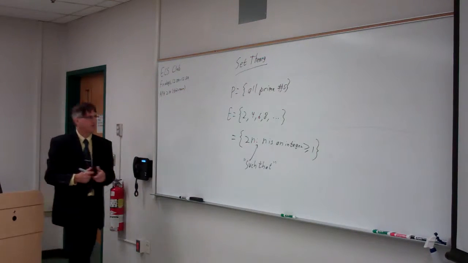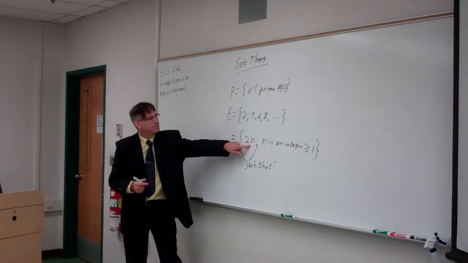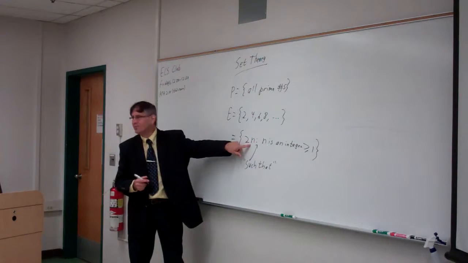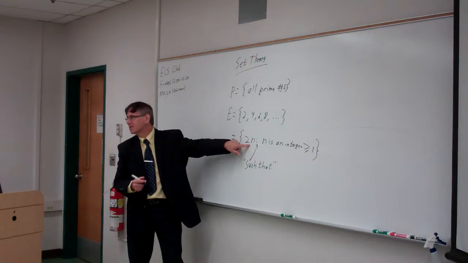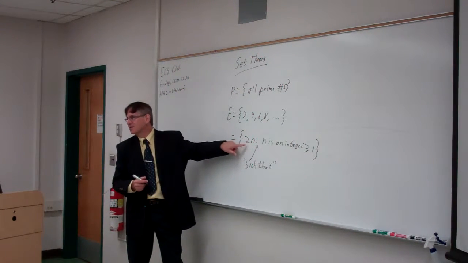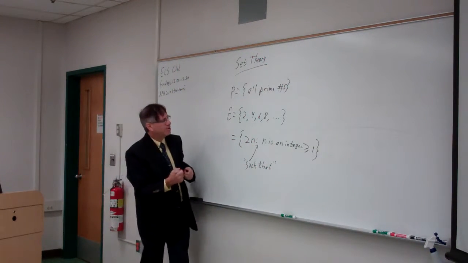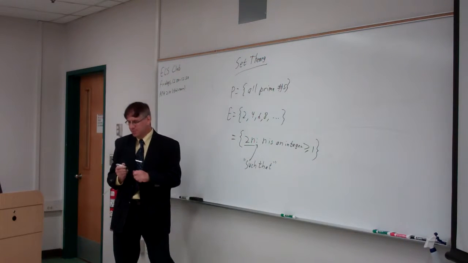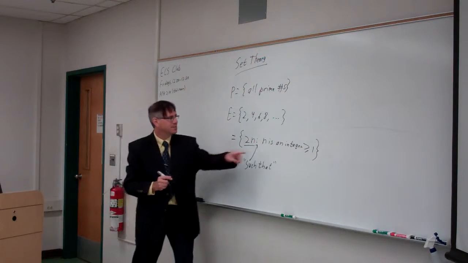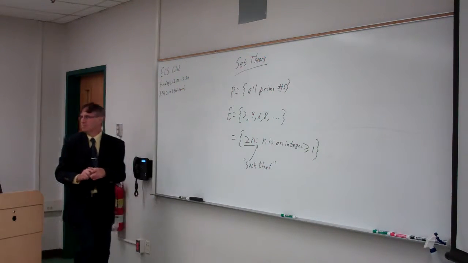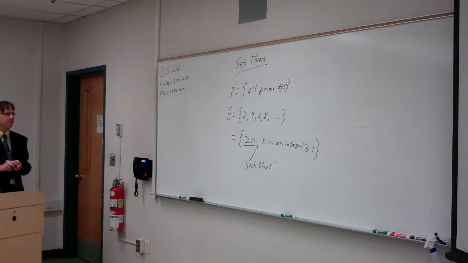So if n is 1, this is 2. If n is 2, this is 4. If n is 3, this is 6. If n is 1,000,000, this is 2,000,000. And our set is the collection of all things which are 2 times n, where n is some integer bigger than 1. So that's a way to define the set of even numbers bigger than 0.